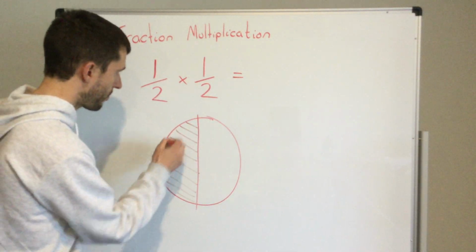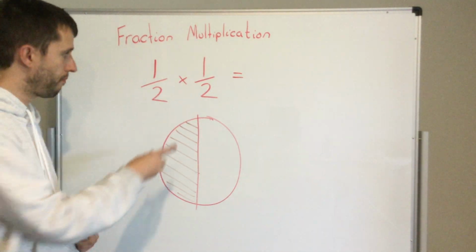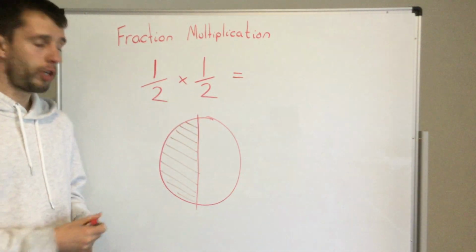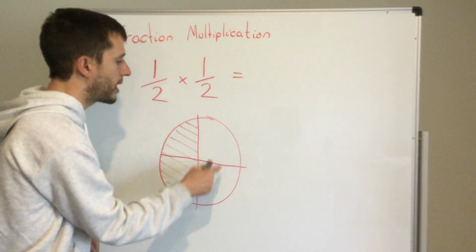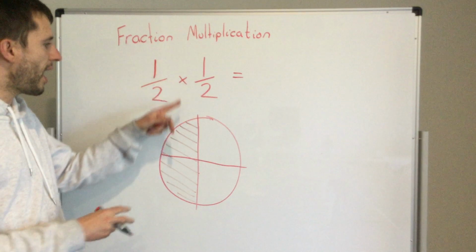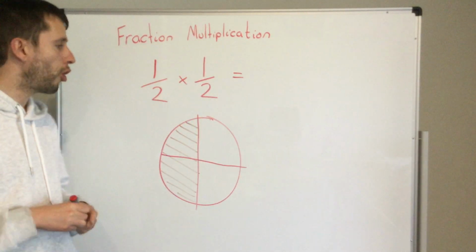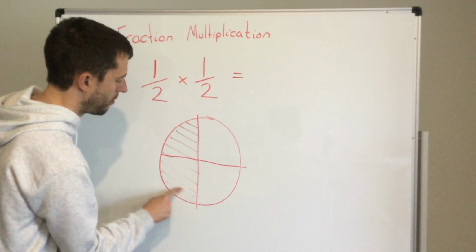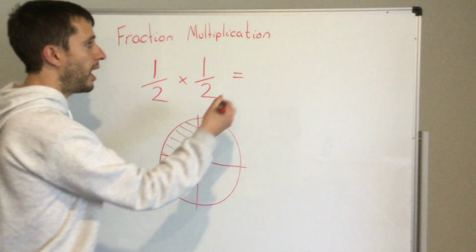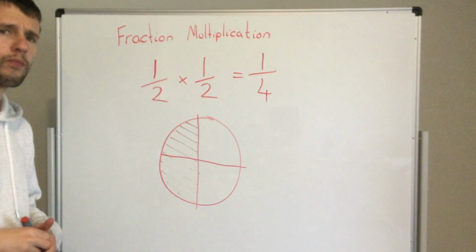So, I look at the denominator here that I'm timesing it by, 2. I want this piece cut into 2, which means my whole fraction is going to be cut into 2. On this half, how many of those pieces do I want? I only want 1 of those pieces, so I can rub off this. That means I have 1 piece out of 4.